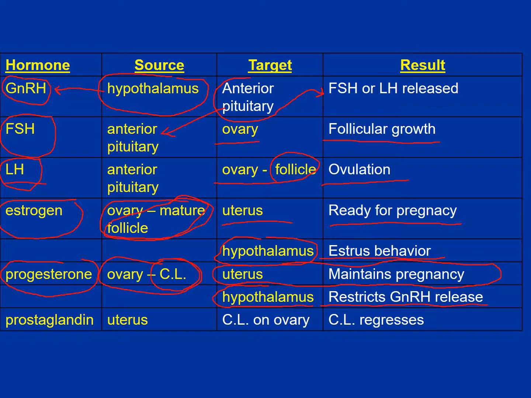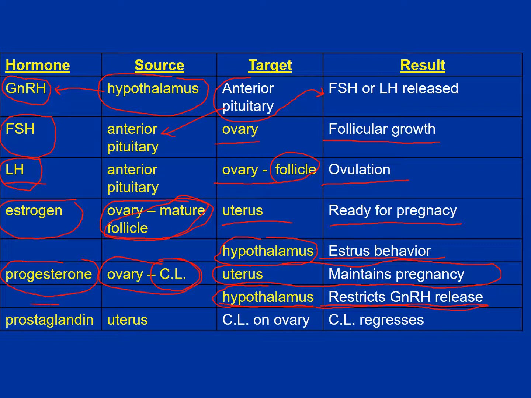The whole system is more or less static. And during pregnancy, you don't want a lot of things going on. You want things to be quiet as that uterus is nurturing that embryo and fetus.